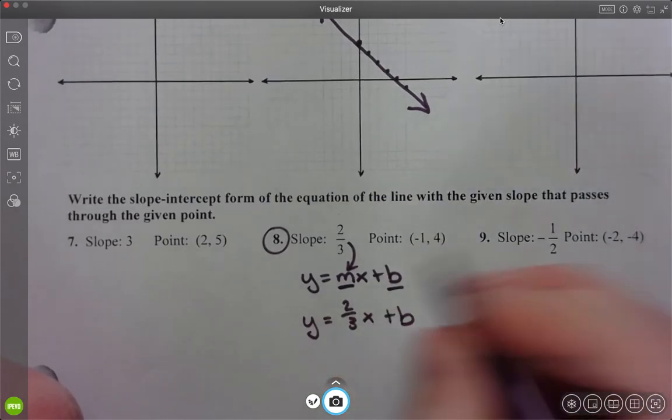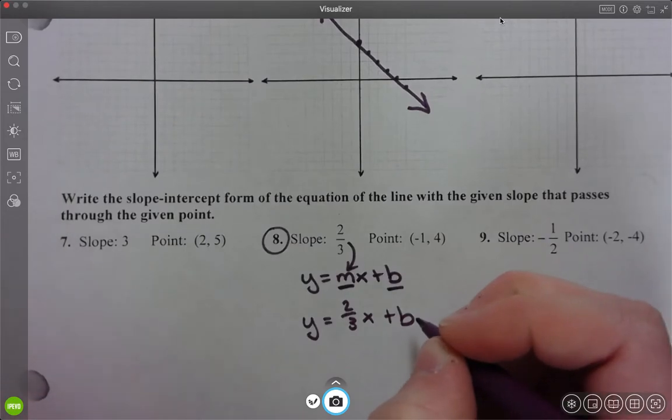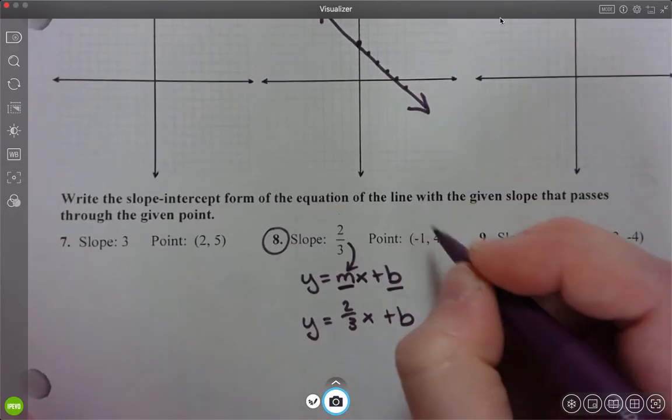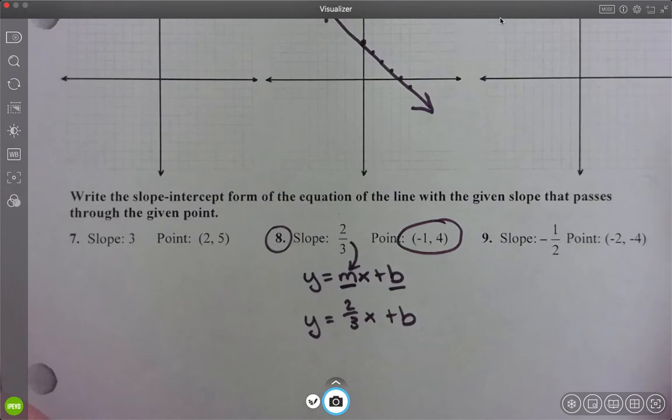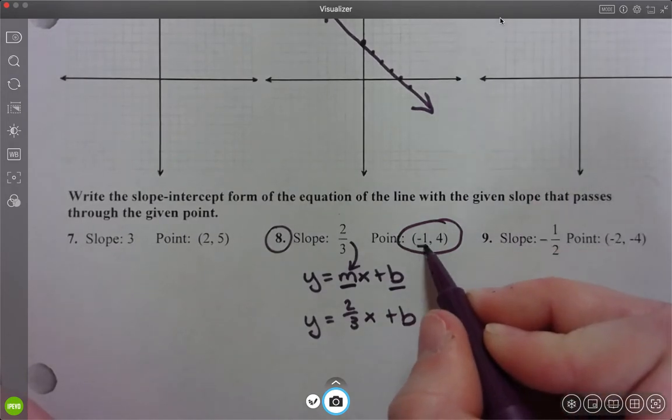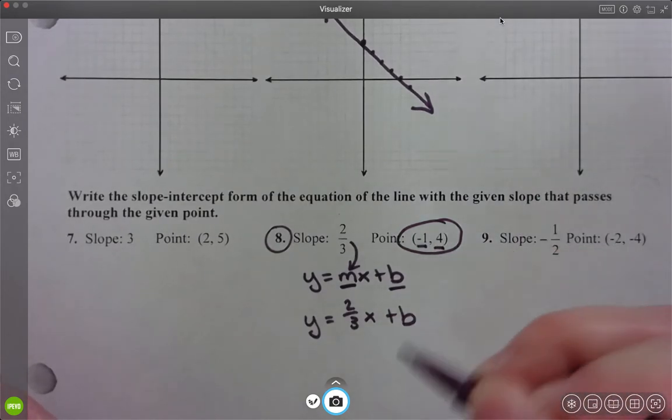And then the only thing I need to find now is b. Well, how do I find b? I've got to use this other piece of information to find b. And so I'm going to plug negative 1 in for x and 4 in for y to solve for b. So 4 goes here.